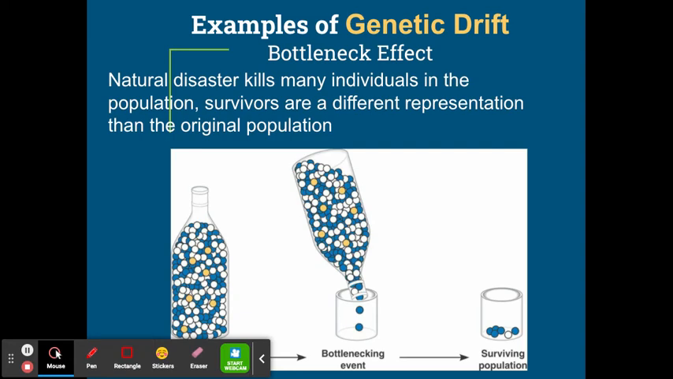So we have some examples of genetic drift. So an example of genetic drift, a bottleneck effect. If a natural disaster kills many individuals in the population, survivors are a different representation than the original population. So this happens after big extinction events, which we'll get to in a second when we get to that slide. But as we can see here, a bottleneck effect is going to be when you lose traits in your gene pool because of something happening and they are no longer represented in that population.